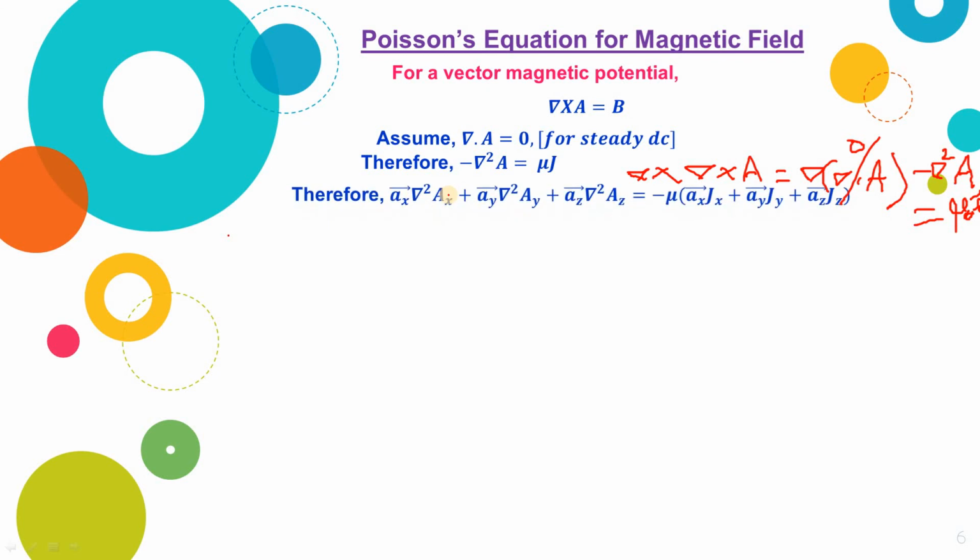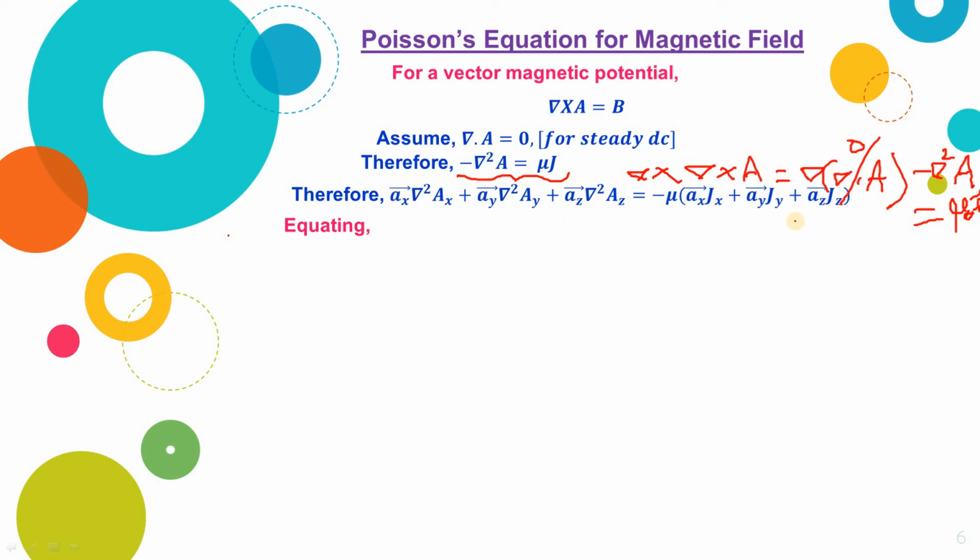So therefore I can write this del square in terms of the Cartesian system. In terms of xyz: ax vector del square Ax plus ay vector del square Ay plus az vector del square Az is equal to minus mu into (ax vector Jx plus ay vector Jy plus az vector Jz). I am just writing this equation in terms of Cartesian coordinates. Now you need to equate both the sides.